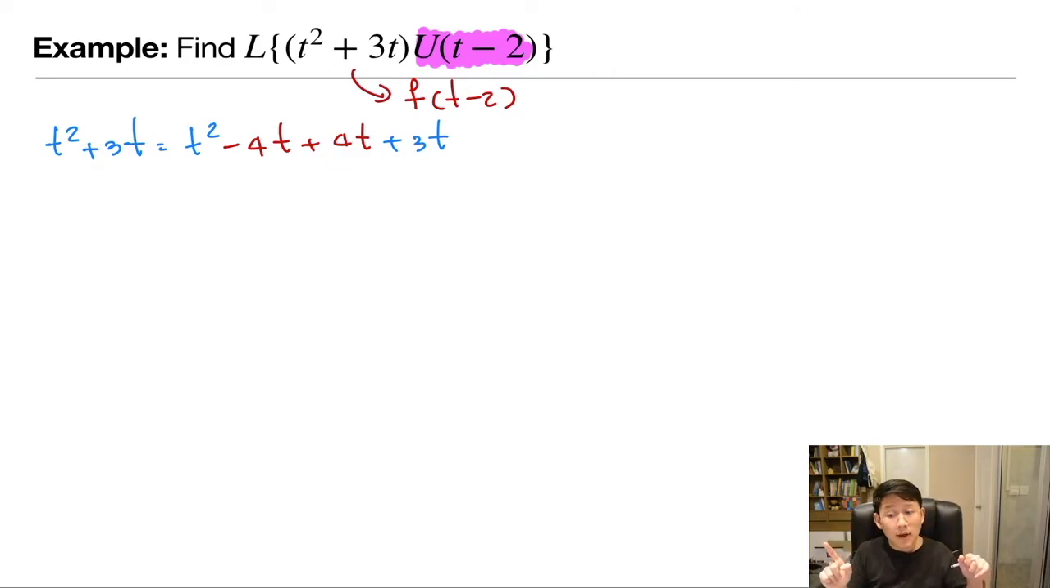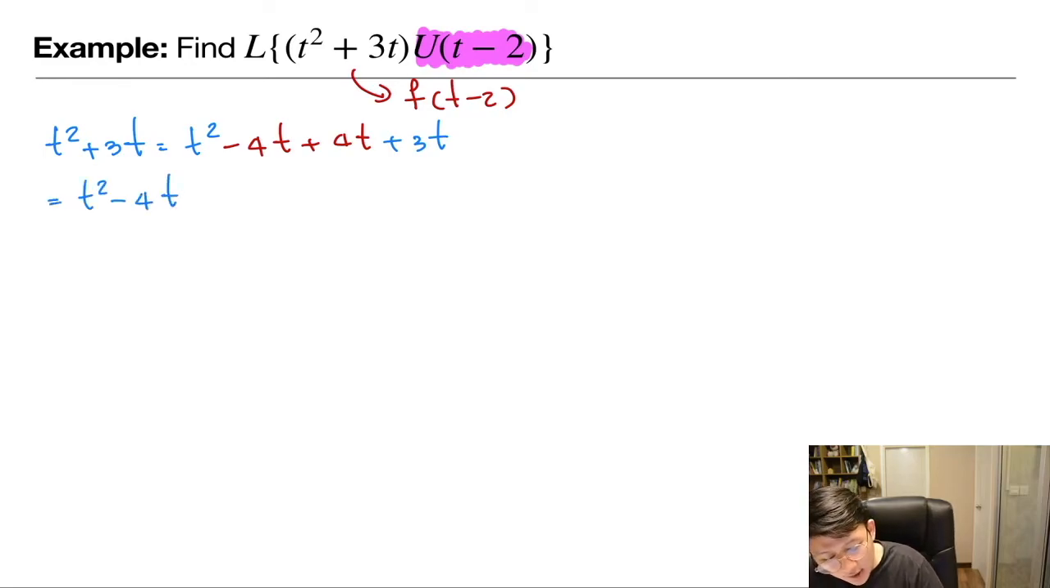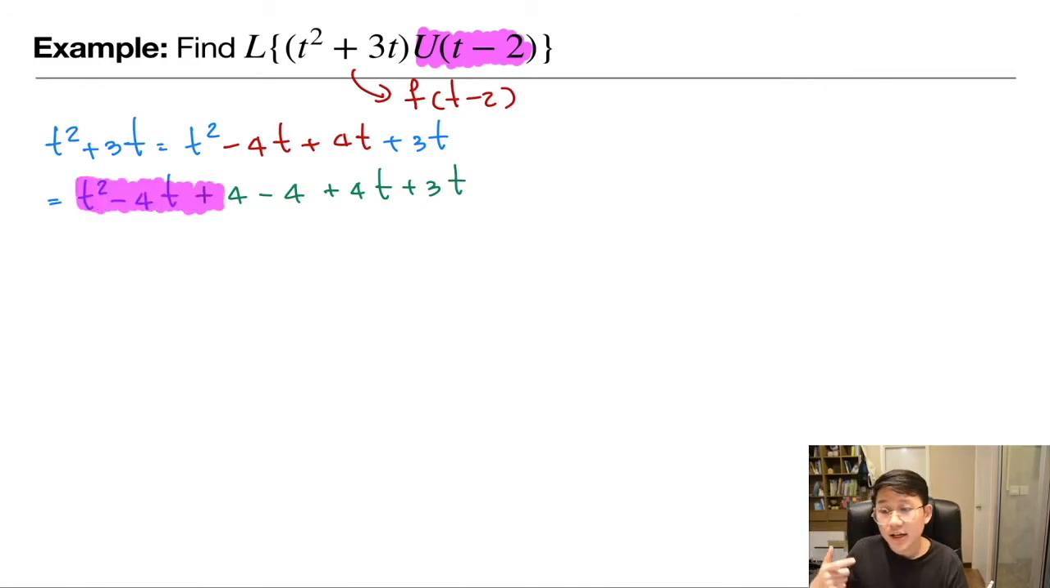There's no problem about that. Okay, so we have t squared minus 4t, and then plus 4 minus 4, and that is also okay, right? So we have plus 4t plus 3t. And guys, if you look here, it's actually a squared minus 2ab plus b squared, right?